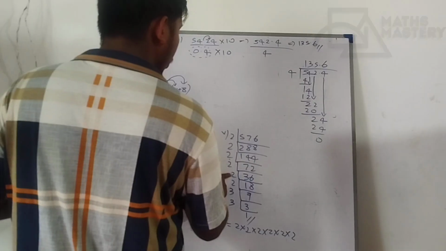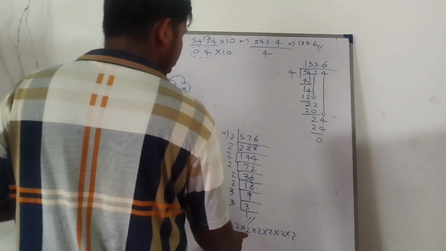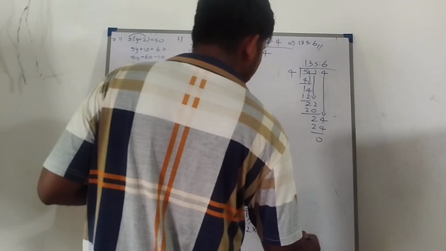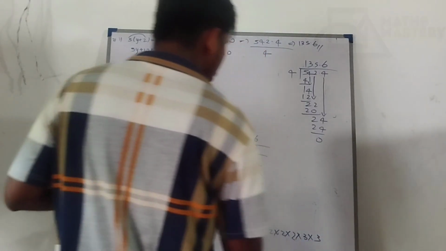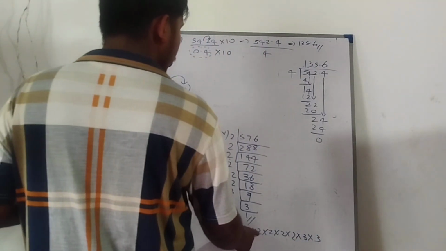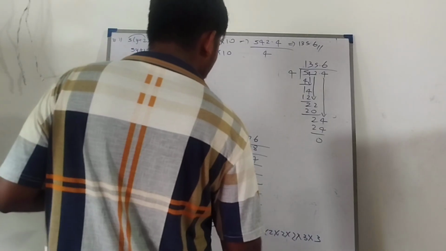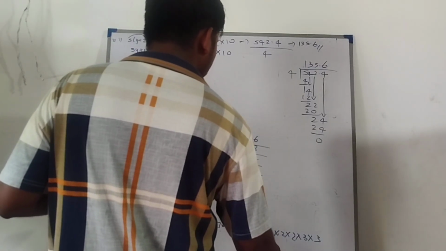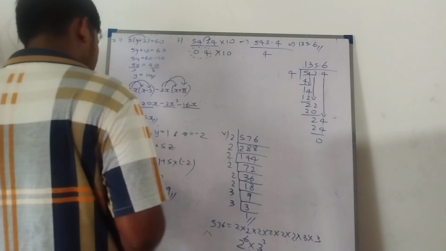1, 2, 3, 4, 5, 6. There are 6 twos. And there are 2 threes here, 3 times 3. So how many twos are there, students? 1, 2, 3, 4, 5, 6. 2 to the power 6 multiplied by how many threes are there? 2. 3 to the power 2. This is the final answer. Okay.